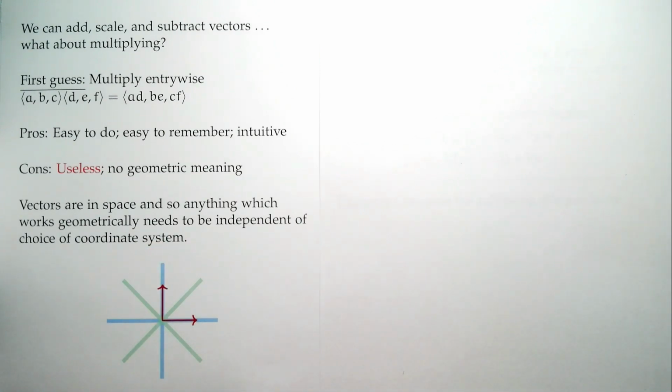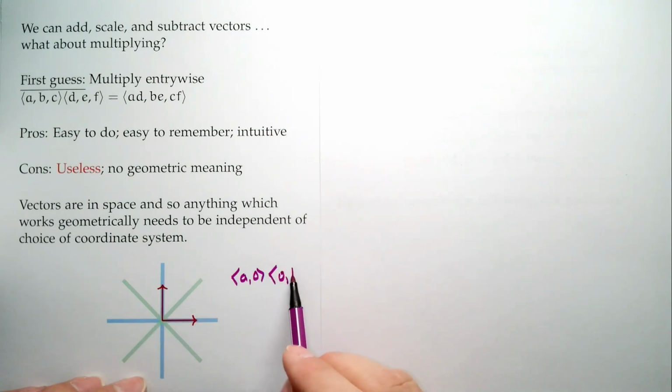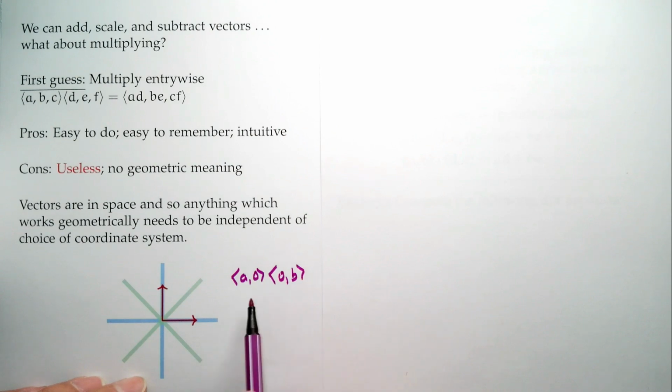Well, if I look at a vector here, it looks like I have something like a comma 0. So it looks like I move in what I would call the x direction. Over here, it looks like I have a vector 0 and b. And if we multiplied those entry-wise, we'd get a vector 0, 0, which is a 0 vector, which means, you know, it doesn't do anything.